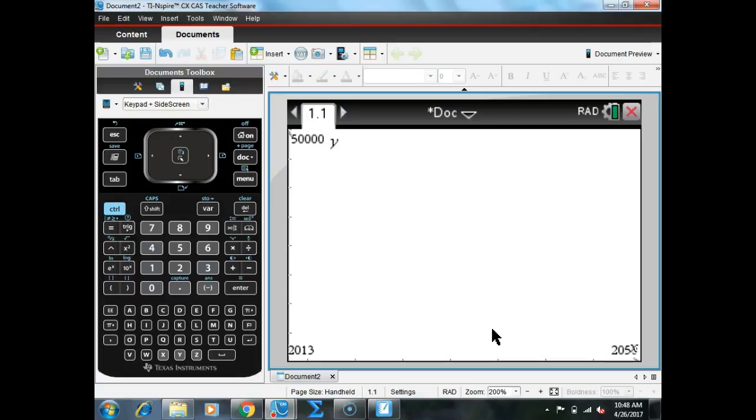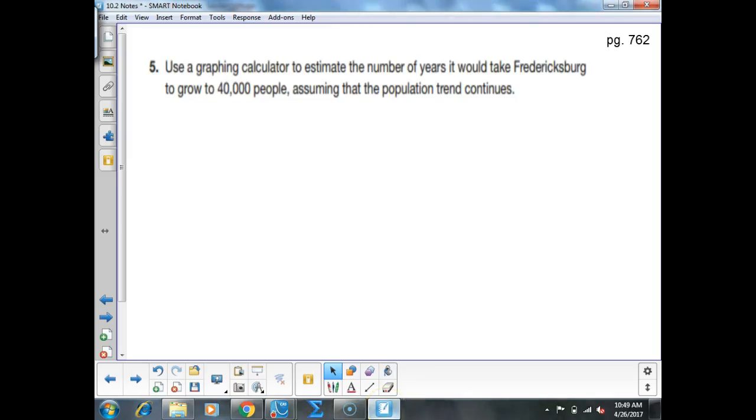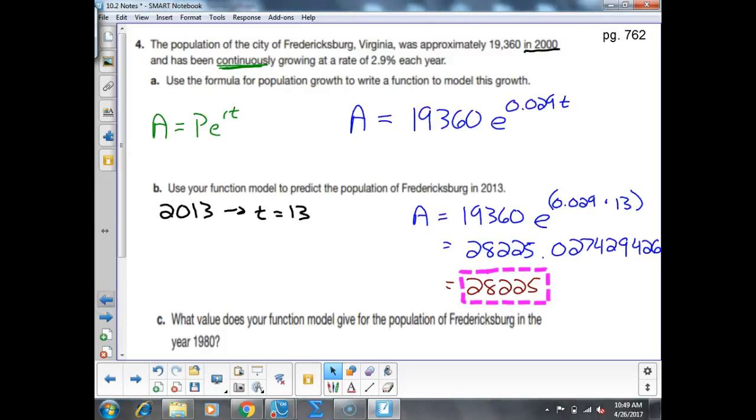No, what years are we searching? On this graph, what years are we searching? Probably like 15 to 30. No. We're searching the year 2013 to the year 2050. Think about it back here. What did you put in as your t-values? How many years passed? Past 2000 is what we put in for our t-values.